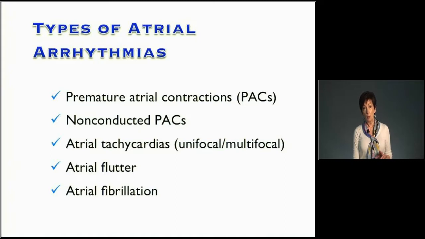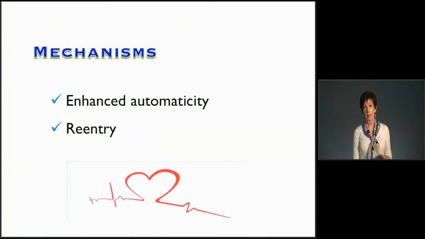So what we have to begin discussing is the mechanisms of these arrhythmias, and actually the mechanism of all the arrhythmias that can develop within the cardiac conduction system. And those are broken down into two types of mechanisms. One is enhanced automaticity, and the other one is referred to as a reentry mechanism. So we'll begin with the rhythms that are due to the mechanism of enhanced automaticity.